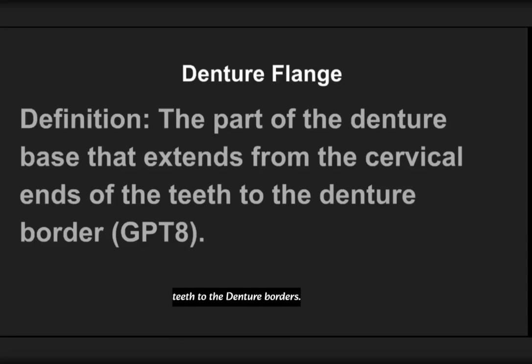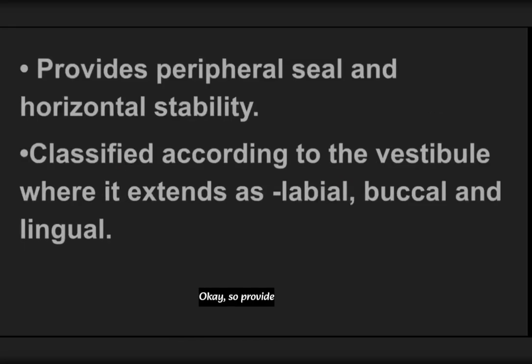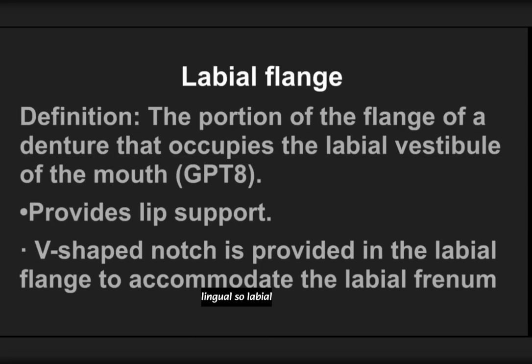to the denture borders. It provides peripheral seal and horizontal stability, and is classified according to the vestibule where it extends as labial, buccal and lingual. The labial flange is the portion of the flange of a denture that occupies the labial vestibule of the mouth. It provides the lip support.